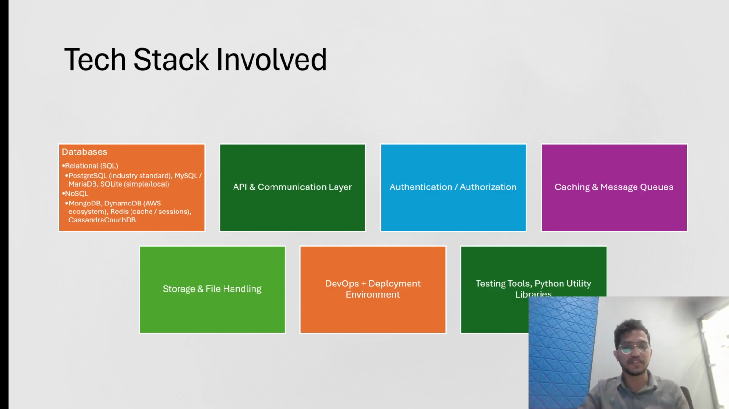We have databases. It can be a relational database through SQL. Whenever you are going with a relational database, you can go for PostgreSQL, MySQL, MariaDB, or simply SQLite, which will help you to develop your web application locally with a local database. If you are going for NoSQL, we have MongoDB, DynamoDB, Redis, Cassandra, CouchDB, and all the other databases that are available. Next is ORM or database tools, where we store actual models.